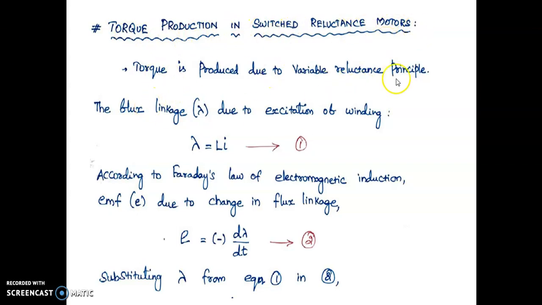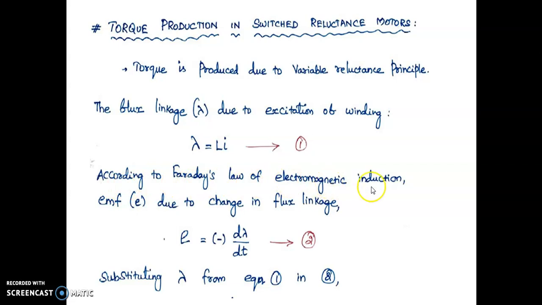The torque is produced due to the variable reluctance principle. So the flux linkage lambda due to the excitation of the winding can be calculated using the formula lambda is equal to L into I, and we are considering this as equation number 1.